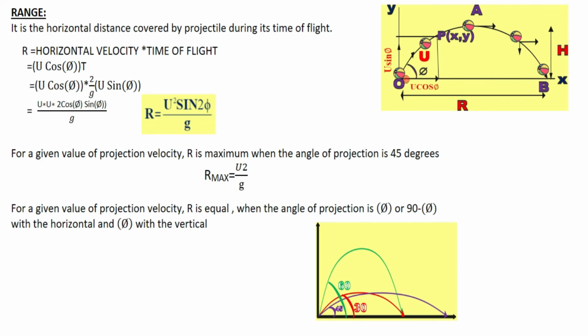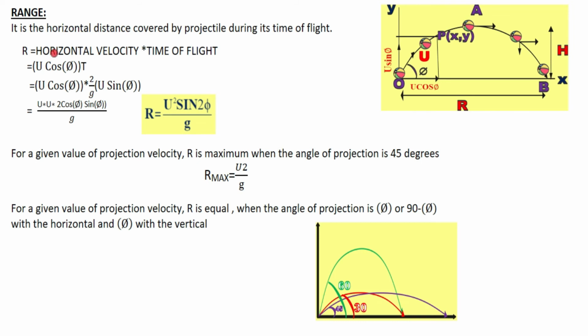So as the projectile goes from 0 to A and A to B, the horizontal distance covered by the projectile will increase from 0 to B, and the time taken by the projectile to go from 0 to A and A to B is called the time of flight. Now let us define range. How will you define range? Range is the horizontal distance covered by the projectile during its time of flight. So the horizontal distance covered by the projectile during the entire time of flight is called range.